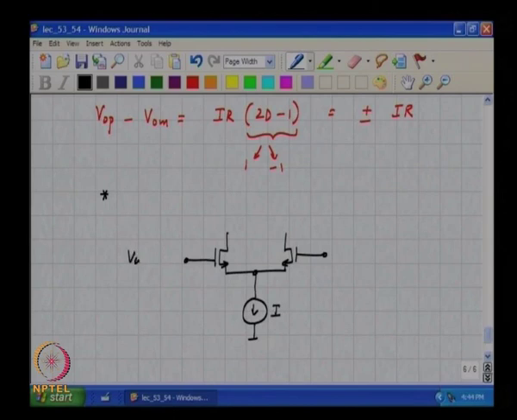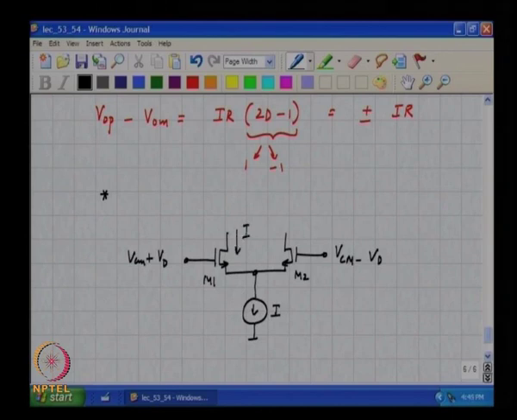Let us call this VCM plus VD and VCM minus VD. As we go on increasing VD, more and more current will flow through M1. Finally, for a critical value of VD, all this current will flow through M1 and no current will flow through M2, in which case at that time what will be the potential drop here?